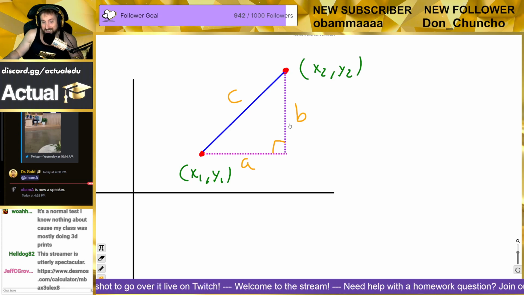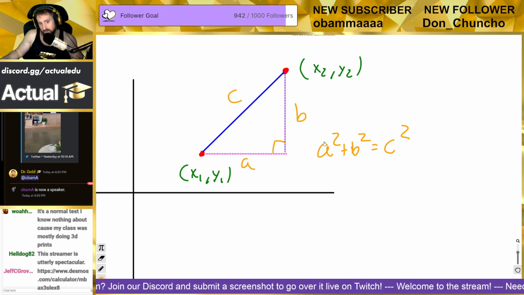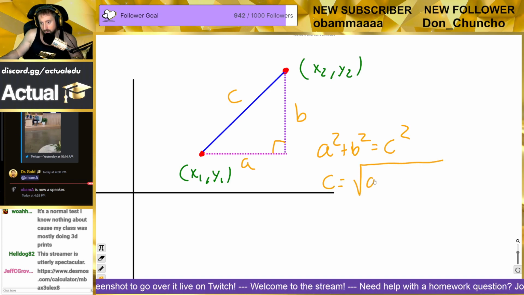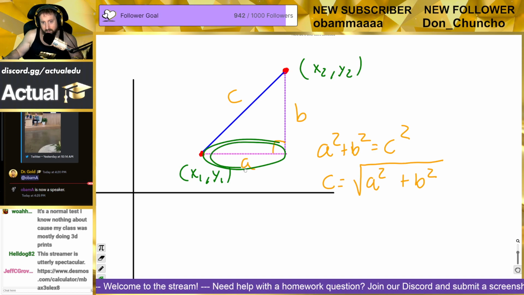If I want to relate the sides of these triangles, there's something called the Pythagorean theorem. Do you remember the Pythagorean theorem? Yeah, a squared plus b squared. Good. A squared plus b squared is equal to c squared. Do you see how I could find the distance c if I knew the distance b and the distance a? Do you see how c would be equal to the square root of a squared plus b squared?